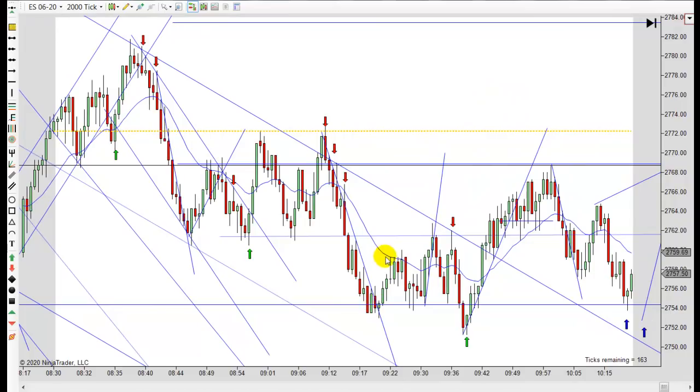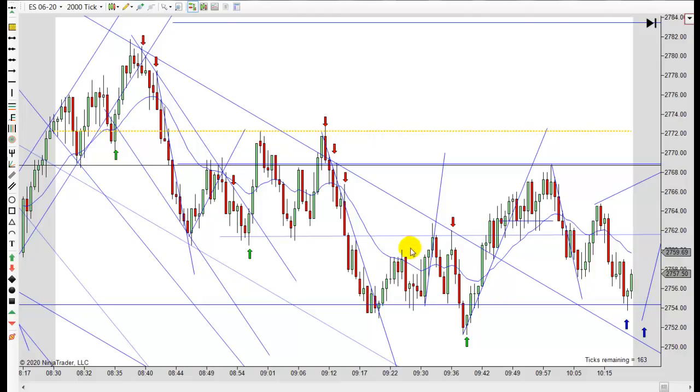So then we just start. I measured this and got an equal distance down here, and so we're in the lower half of this now. And guess what? You got a new key entry point setting up here, maybe if it starts turning down off of it, but you definitely got one down here too.